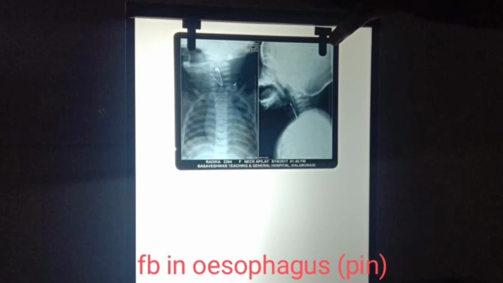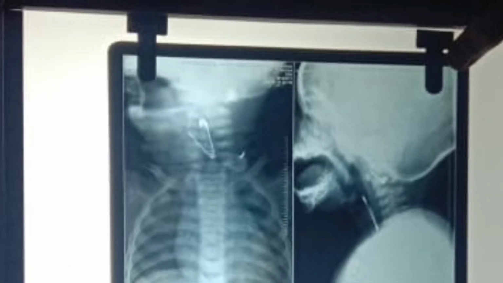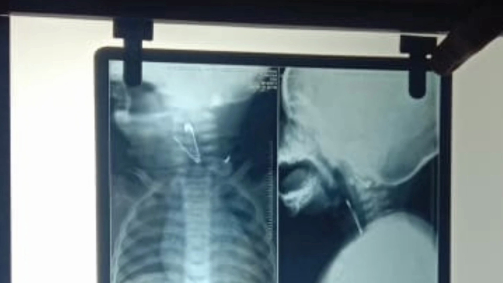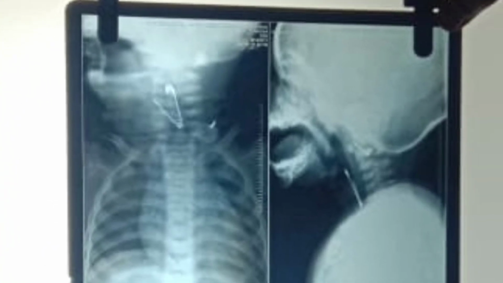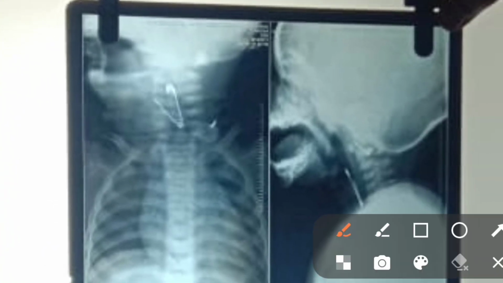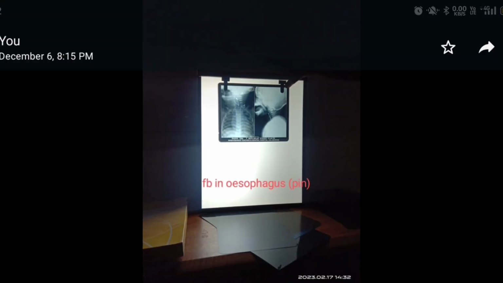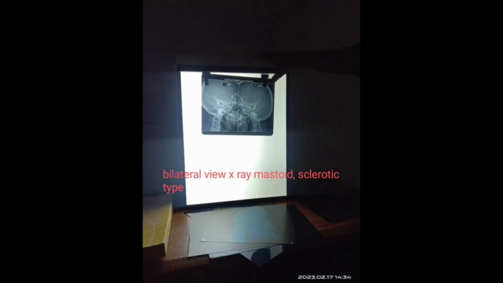Next is a foreign body in the esophagus. Most commonly it can be a safety pin or a coin. How are they telling it is in the esophagus? Here is the cervical vertebra, and just anterior to it is a foreign body. Then the foreign body is more likely to be in the esophagus.